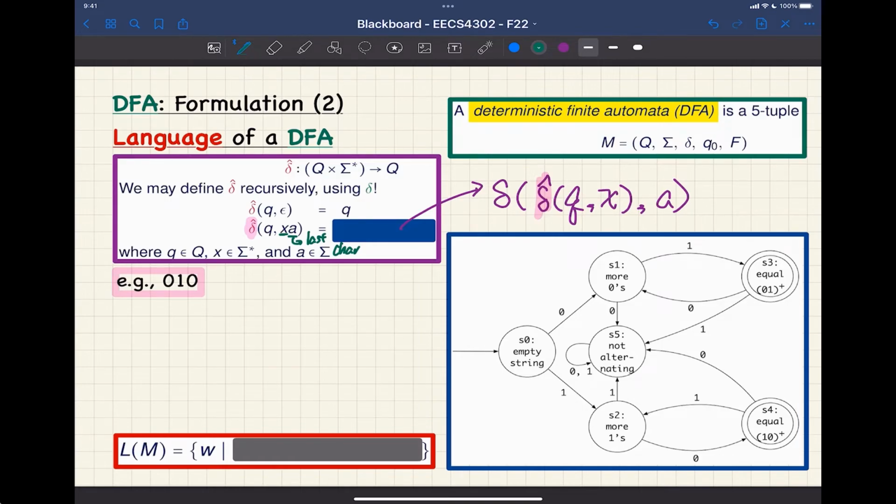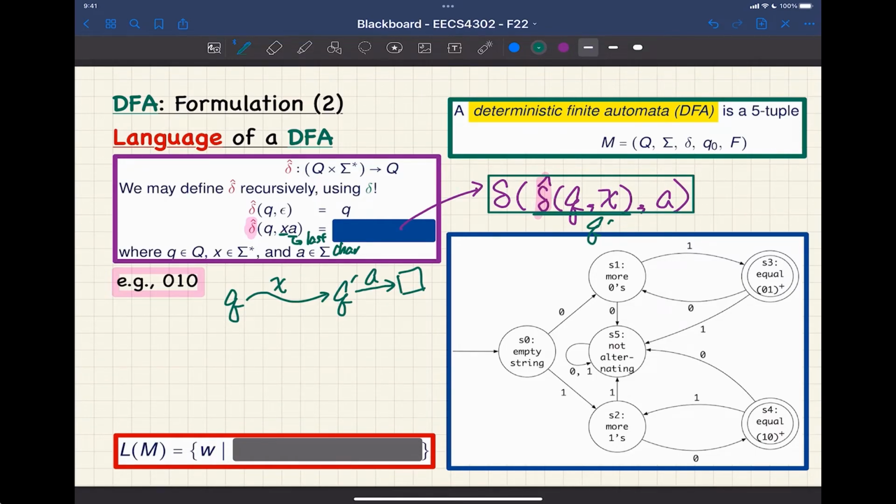Let me draw the diagram for you. We start with Q. And then we want to take some string X, which will lead us to some intermediate state, maybe Q prime. You can think about this guy over here as Q prime. And then we're going to take the last bit, A, that will give us the final state, which is exactly this part over here. That will be some visual for you. But the visual for NFA will actually be more complicated. So let's understand DFA first.